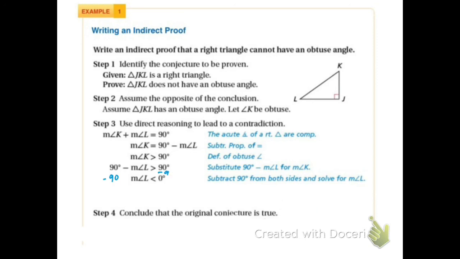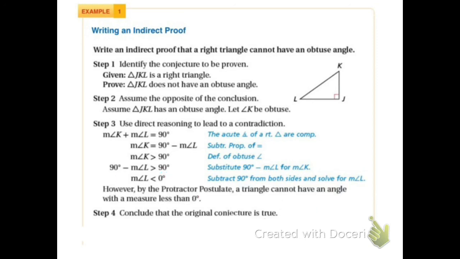But there's a problem here. We can't have a negative value for an angle. So this is a contradiction. This cannot happen. So since we arrive at a contradiction, we can conclude that our original conjecture, which is that one right there, is true. So we say that the assumption that triangle JKL has an obtuse angle is false. Therefore, we have proven that triangle JKL does not have an obtuse angle.